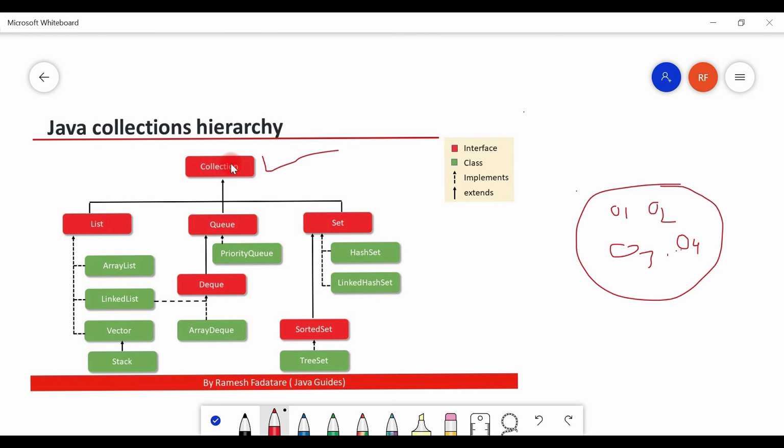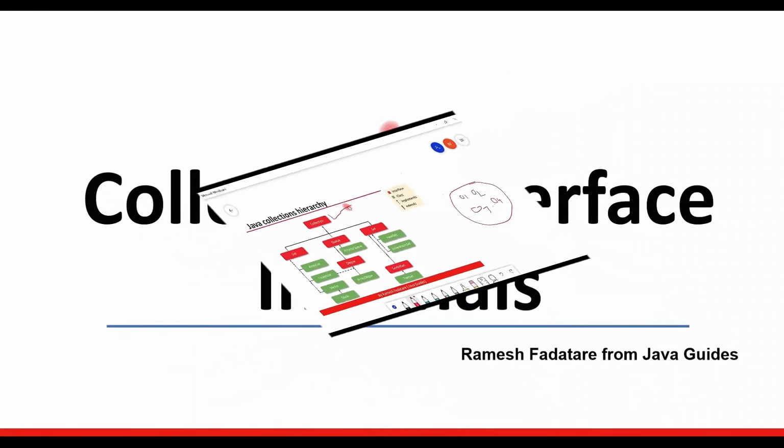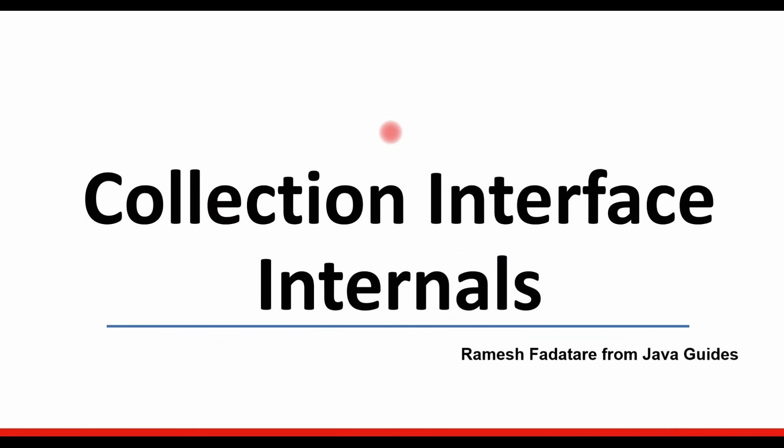And collection interface defines all the common methods that are applicable to all the collection classes in the collections hierarchy. For example, collection interface has all the common methods that are applicable to list, queue, set, deque, sorted set, and their implementations, etc. We will deep dive into the collection interface.